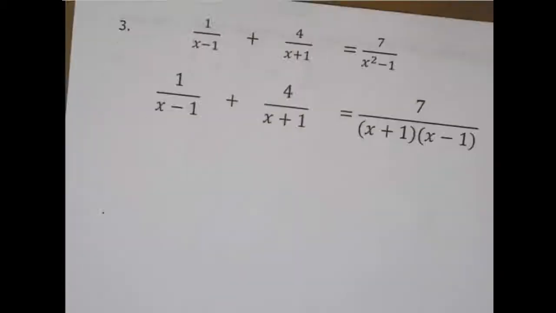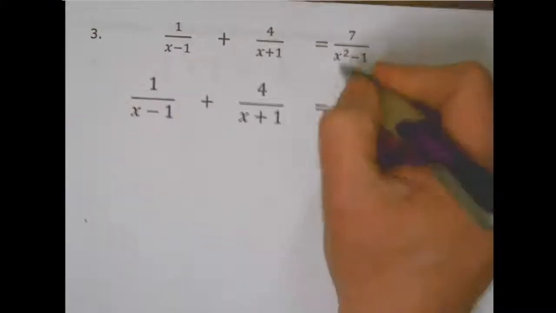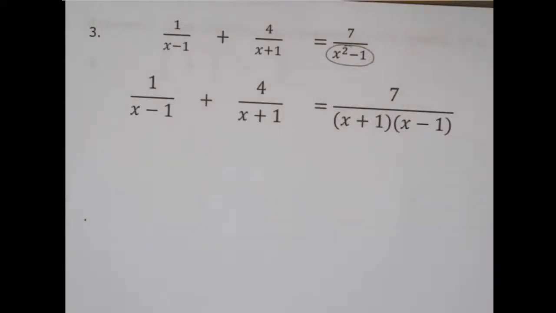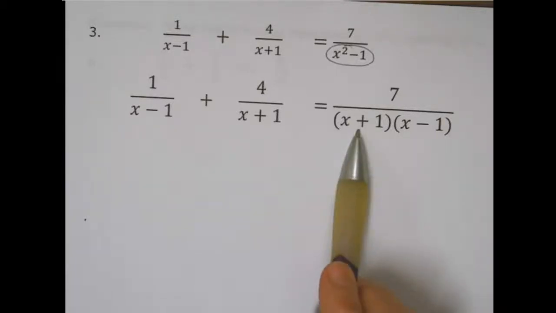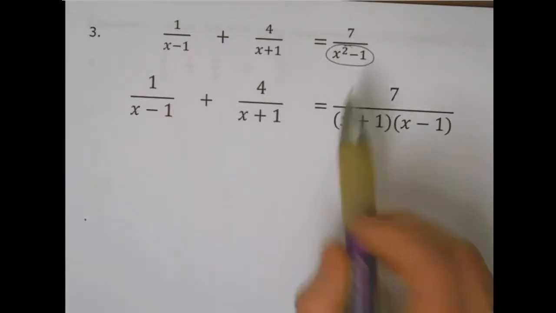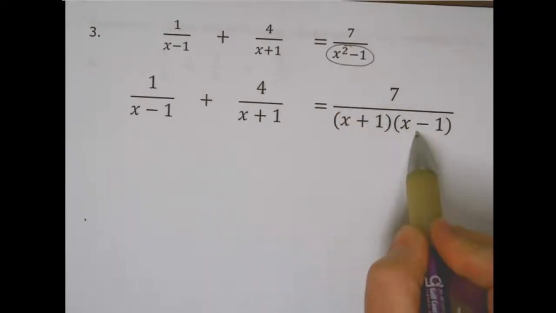On example number 3, the first step is to factor the denominator. Do you remember how to factor x squared minus 1? 1 is a perfect square number. That factors into x plus 1, x minus 1. So the first step is to factor this denominator into x plus 1, x minus 1.